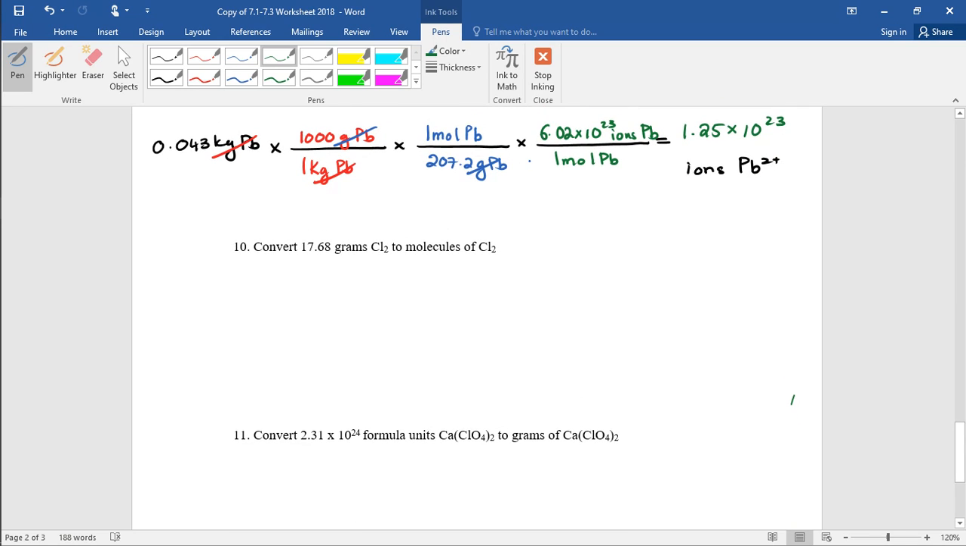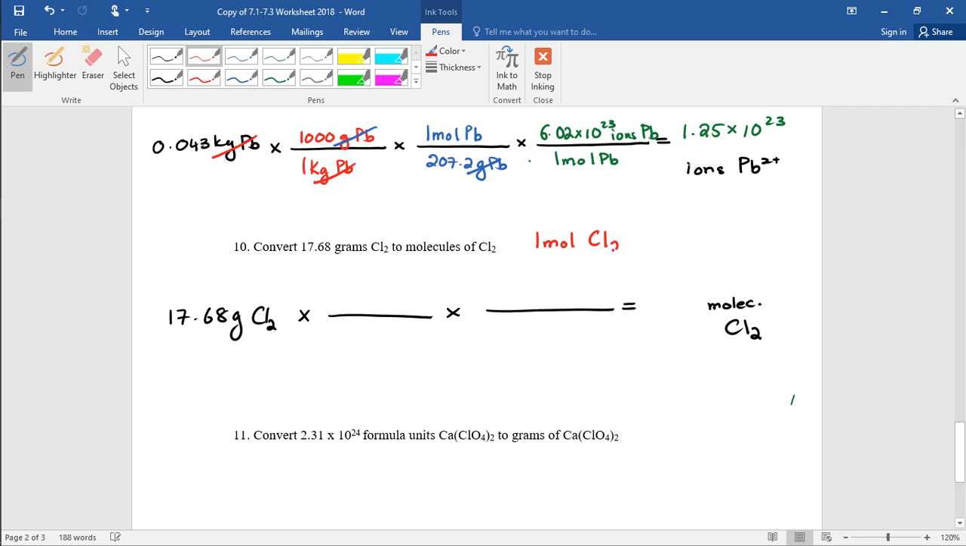Let's look at number 10. You have to convert 17.68 grams of Cl2 to molecules of Cl2. So you have been given mass, you have to go to moles, and then from moles you have to go to molecules of Cl2. Okay, so the first conversion is going to be based on the molar mass of chlorine.